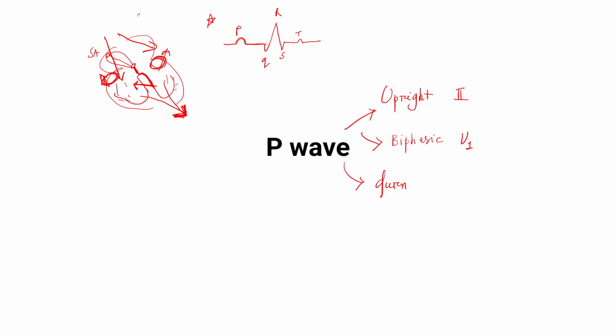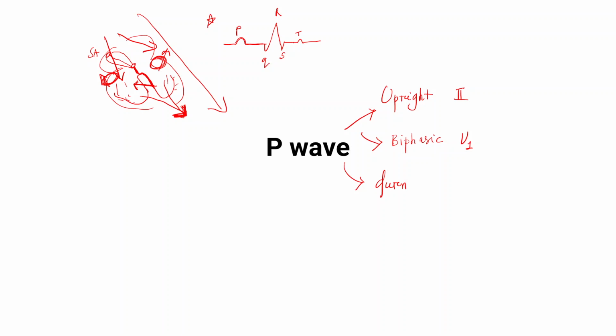So lead 2 is like this in the axis of the heart, so it is in line with lead 2. That's why you will get positive, or upright, waves for both right atrium and left atrium depolarization. That's why you get a single P wave in the positive direction.